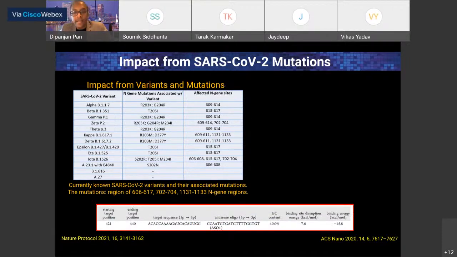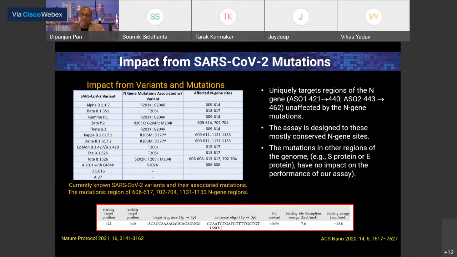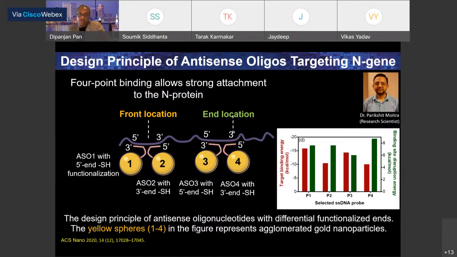Based on that, what we have really done is select a target sequence for antisense oligos. The starting target position was 421, which is far apart from where the N-gene undergoes mutation, and the ending target position was 440. So it uniquely targets a region which is unaffected by the N-gene mutation. The assay is designed to these mostly conserved N-gene sites. Mutations in other regions of the genome have almost no impact on the performance of the assay because we're not targeting the S protein or envelope protein or membrane proteins. Even theoretically, we can absolutely say that the reliability and reproducibility are not going to be impacted by any known mutations. So this is the design principle of the antisense oligonucleotides for targeting the N-gene.